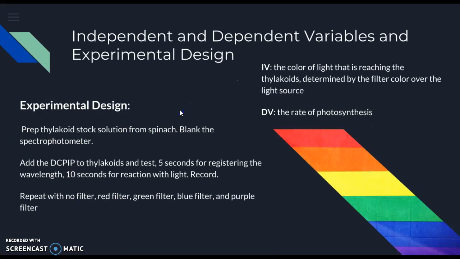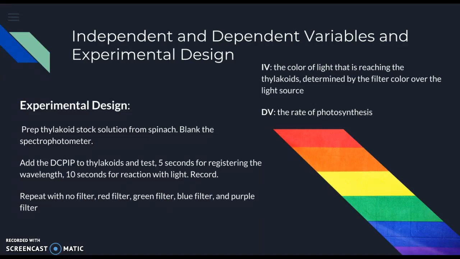Our experimental design. First, we prepped the thylakoid stock solution from spinach. Then, we added 50 microliters of thylakoid suspension to 5 milliliters of clear resuspension solution in a 13 millimeter test tube, covered it with parafilm, inverted it once, and blanked the spectrophotometer using that.